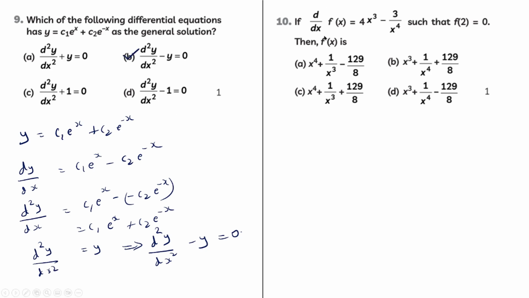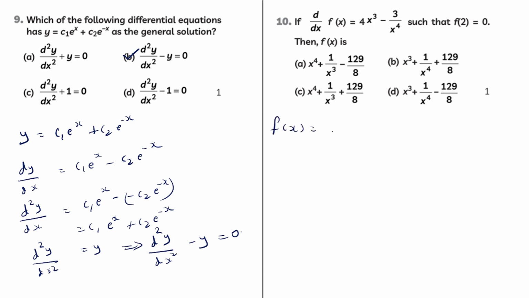Next question. If d by dx of f of x is equal to 4x cube minus 3 by x raised to 4, such that f of 2 equals 0, then f of x is. So here first we have to find f of x by integrating this. Then we have to put f of 2 as 0 and find the constant. Then we can verify which is f of x among these options.